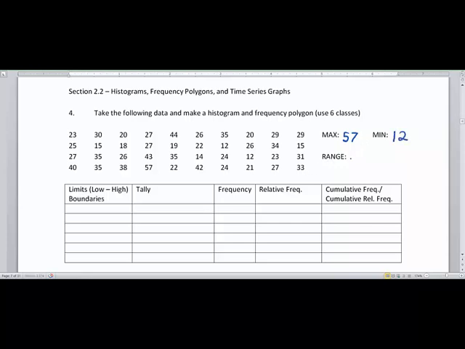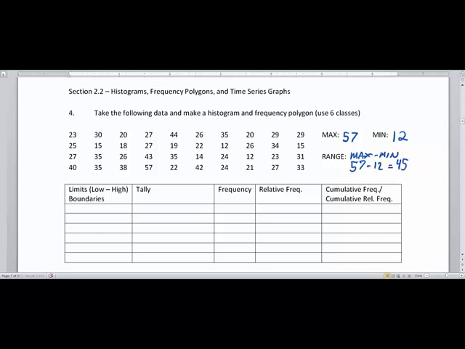Then we need the range. We need to take our maximum minus our minimum and subtract the two. So 57 minus 12 is equal to 45.